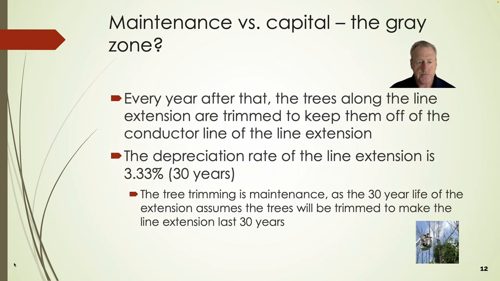So it's capital. But then, every year after that, you have to trim those trees to keep them off the conductor line of the line extension, or you're going to have power outages. So the depreciation rate of the line extension is 30 years or 3.33%. So the annual tree trimming for that line extension, in fact, all your line extensions that have been put in place prior, is maintenance, because the 30-year life of the extension assumes that the trees will be trimmed to make the line extension last for 30 years. So you kind of get into those gray zones, but the thing to keep in mind is that maintenance maintains the life, capital is new or extends the life.